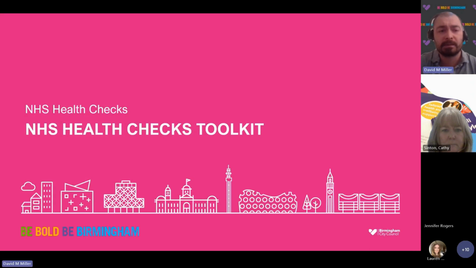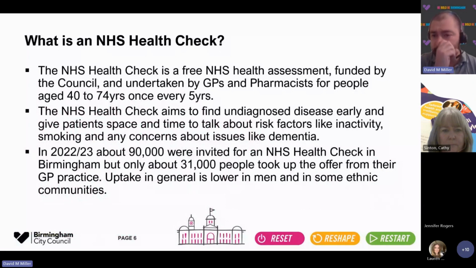Okay, so on to the specific NHS Health Checks toolkit. First of all, for those of you who don't know, I'll provide a little bit of background on what an NHS Health Check is. The NHS Health Check is a free NHS health assessment funded by the council and undertaken by GPs and pharmacists for people aged 40 to 74 years once every 5 years. I would just say that currently in Birmingham we don't have pharmacists delivering NHS Health Checks, but it is something that we're looking to introduce in future.